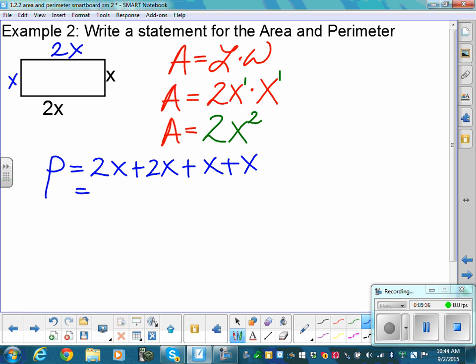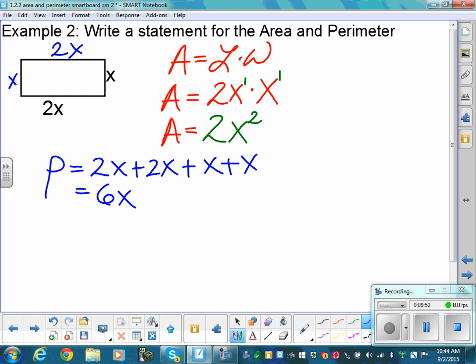Now with this one, do the properties of exponents apply? No. Are we multiplying anything in here? No. So we're just combining like terms. 2x's plus 2x's is 4x's. 4x's plus 1x is 5x's, plus 1x is 6x's. Awesome. So we have a perimeter.